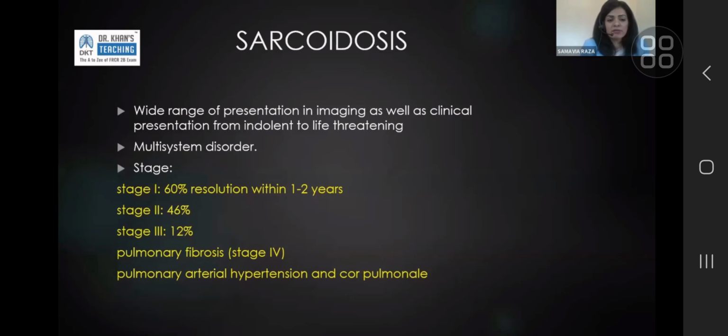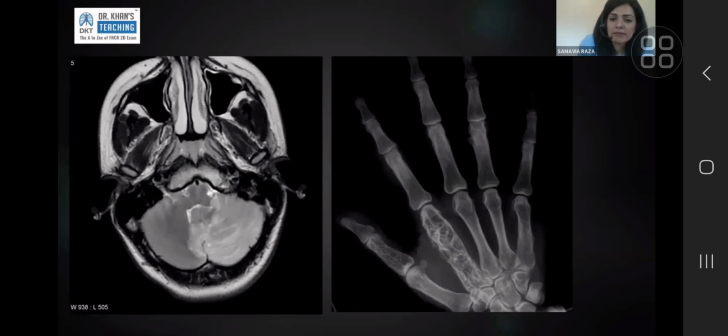Stage 1, stage 2, stage 3 are still potentially, completely reversible, but the chances of completely resolving reduce as you go up in stage. It is a multi-system disorder. I'm not going to claim to be a neuroradiologist and tell you all about neurosarcoidosis, but sometimes patients can present with symptoms very far away from the chest or have nothing to do with the chest. And if the differential happens to mention sarcoidosis, they can end up having HRCTs to exclude sarcoidosis.